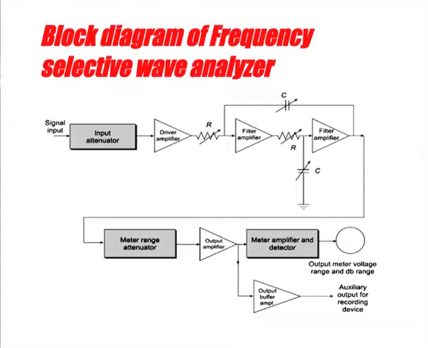Now, the output signal from this output amplifier can be directly fed to the output meter, which can directly measure the amplitude or the RMS value, or it can be simultaneously fed to the output buffer amplifier, whose output can be fed to maybe an electronic recorder or electronic displays, whatever it is. So, this is how the frequency selective waveform analyzer works.